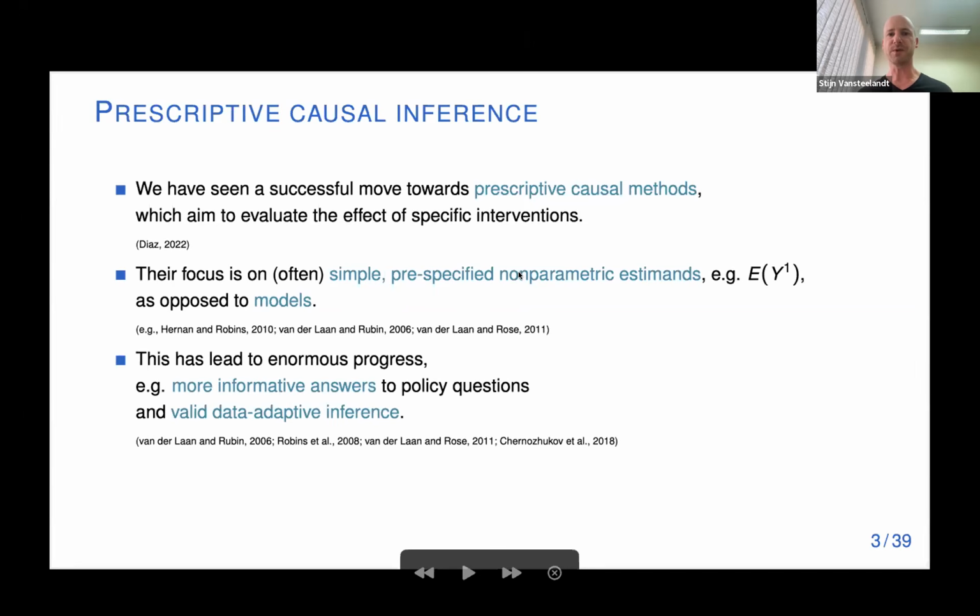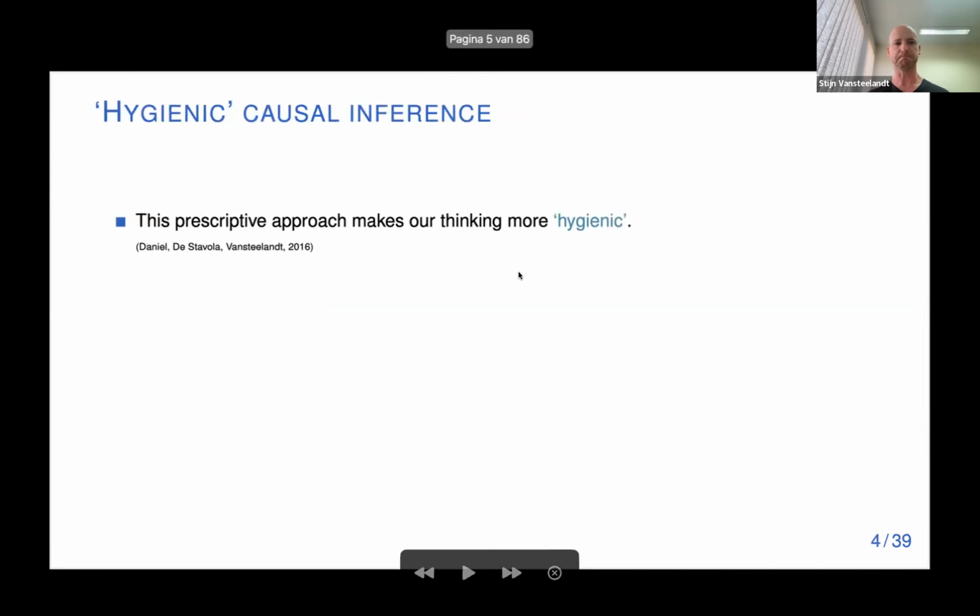It leads to more informative answers to policy questions, and also gives us a way of obtaining valid data adaptive inference, even when machine learning becomes part of the game. Now, this prescriptive approach to causal inference, you could say, makes our thinking a bit more hygienic. And to make that point clear, if you just think about variable selection in a Cox regression model, later I'll talk about Cox regression in a bit more detail.